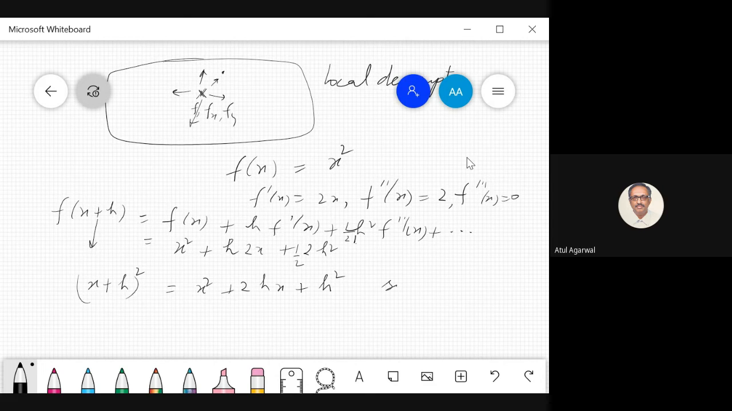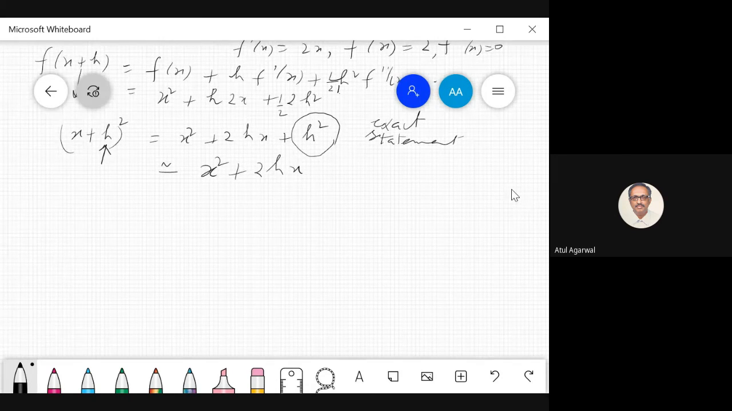So you see, this is an exact statement. There is no approximation. H can be any quantity. H need not be small. Approximation comes when you truncate the series. If you know all the derivatives at a point, you can write an exact statement, like in the case of a polynomial. Approximation will be when you truncate. Then it is good when h is small.